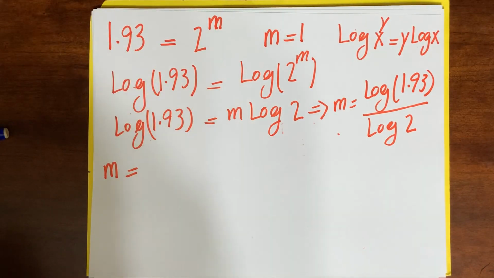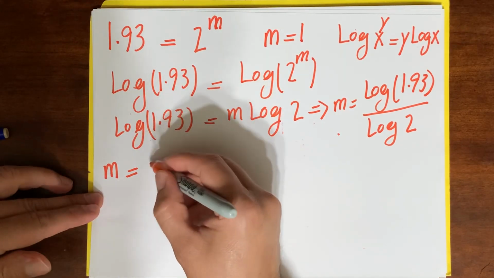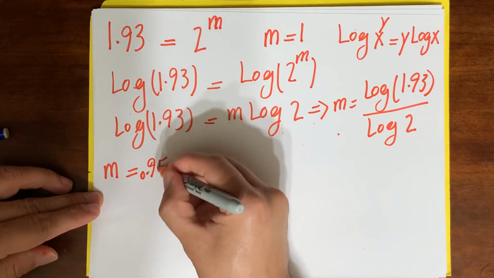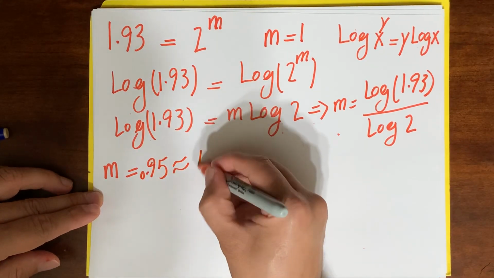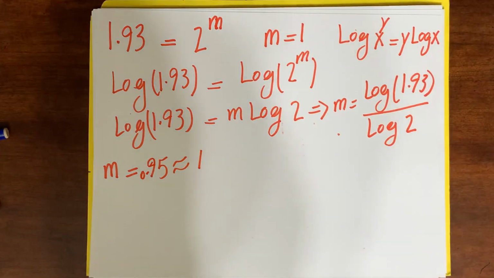Okay, so we have log of 1.93 divided by log of 2, and the answer is around 0.95. You can assume this is 1. Okay, so that's the way you get it.